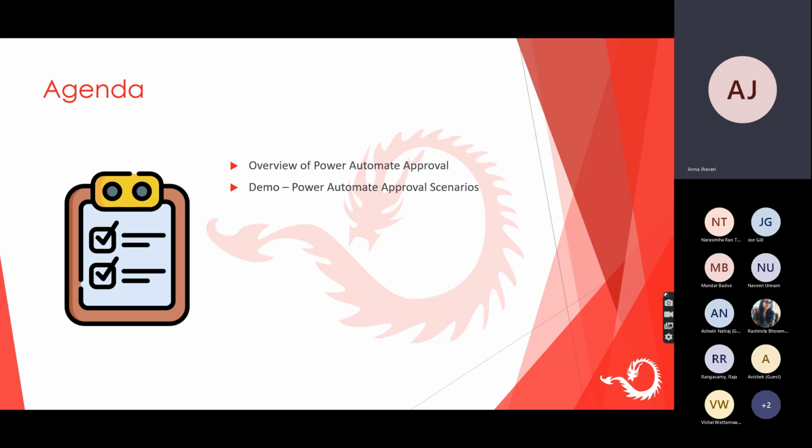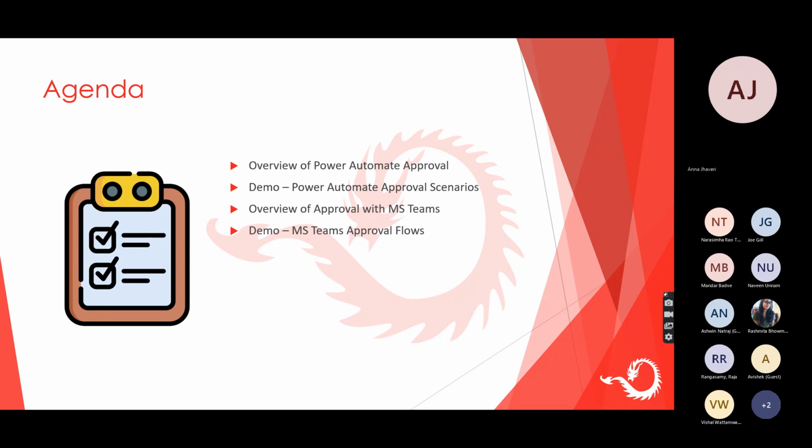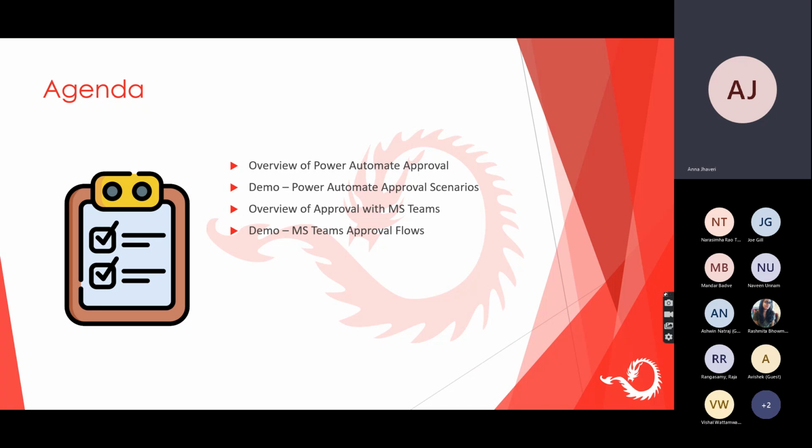Then we'll do a deep dive demo on implementing different types of approval. I have built some flows for the demo. So we'll run those flows, and we'll also understand how those flows are built. Then we'll do an approval with MS Teams, because the approvals are also tightly integrated with Microsoft Teams. So we'll know more when we talk about how it works, how you can also implement approvals using Microsoft Teams, because that also happens through Power Automate. And we'll also see a demo on Microsoft Teams approval flow.